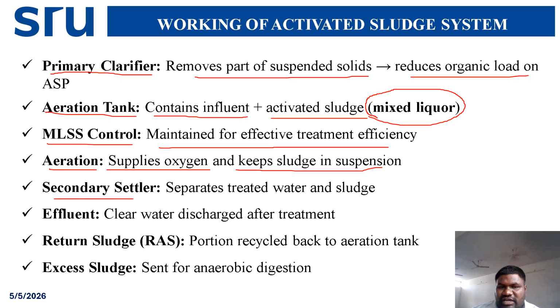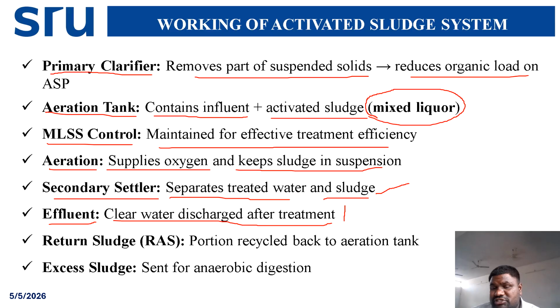Next is the secondary settler. It separates the treated water and sludge. Here, if you provide some detention time, what will happen? The sludge will be settled, then the remaining treated water will be sent for further treatment if required. Otherwise they will dispose of it into water bodies. Then effluent, clear water discharged after treatment. For municipal wastewater, tertiary treatment is not required. If it is industrial wastewater, after secondary treatment it also needs to go for tertiary treatment, that is, special treatment is required. Then return sludge.